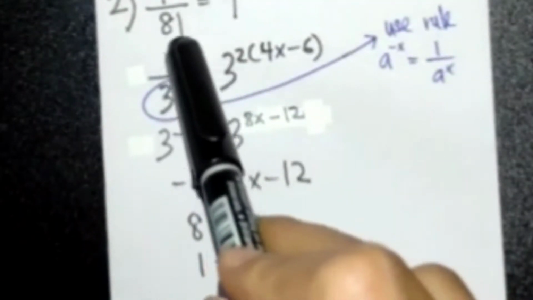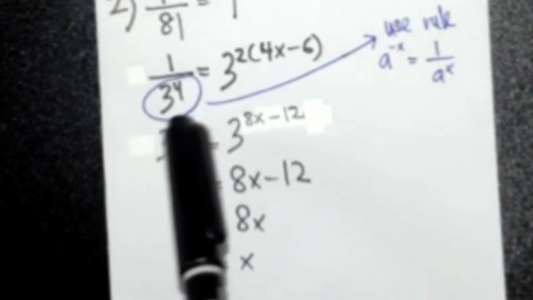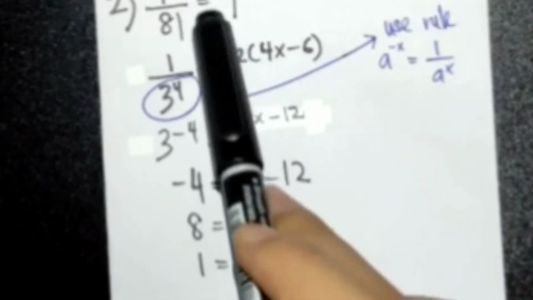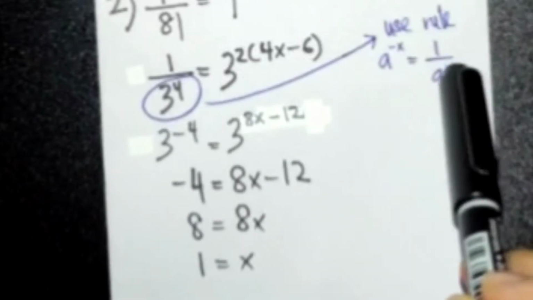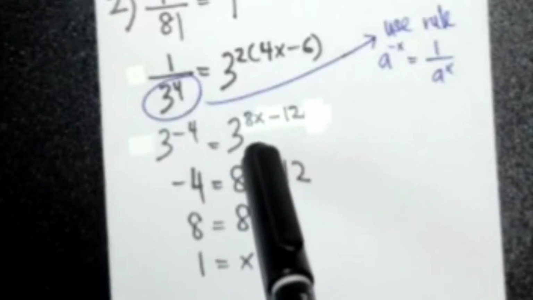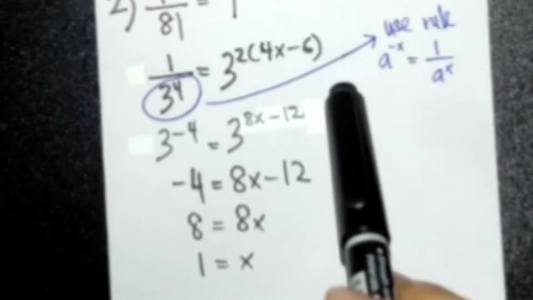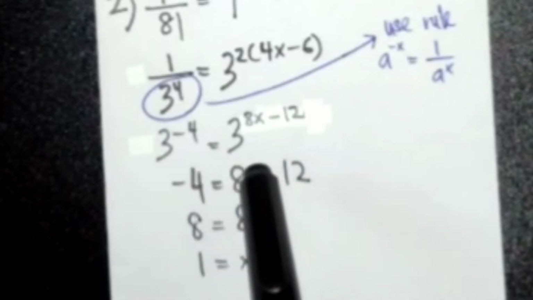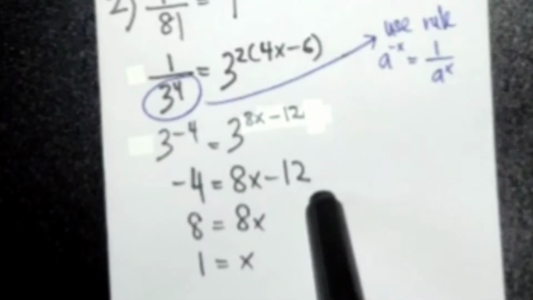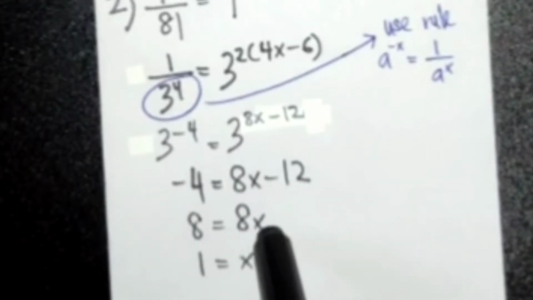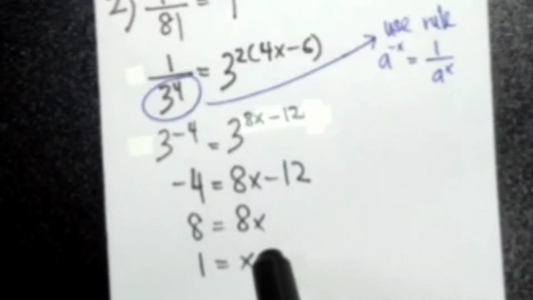Next, 1 over 81 equals 9 raised to 4x minus 6. We change 81 to 3 raised to 4, and 9 to 3 raised to 2, multiplied by 4x minus 6. For the denominator, we use this rule to get 3 raised to negative 4 equals 3 raised to 8x minus 12, because we multiply 2 by 4x, and 2 by negative 6. Then, since both sides have the same base, we can solve. Negative 4 equals 8x minus 12. Negative 4 plus 12 equals 8, equals 8x. So 8 divided by 8, we get 1. So the solution here is x equals 1.